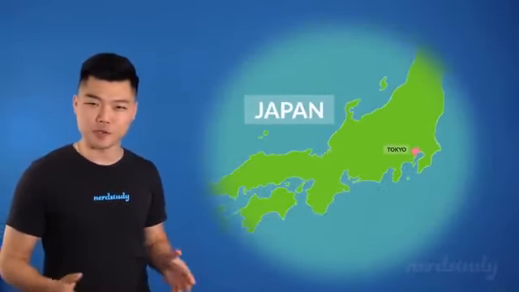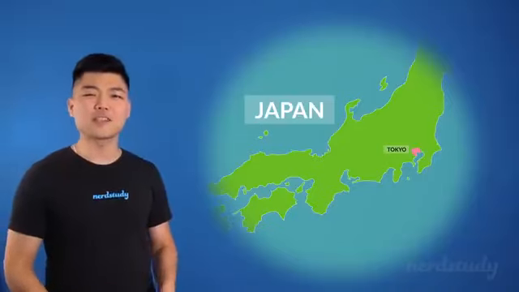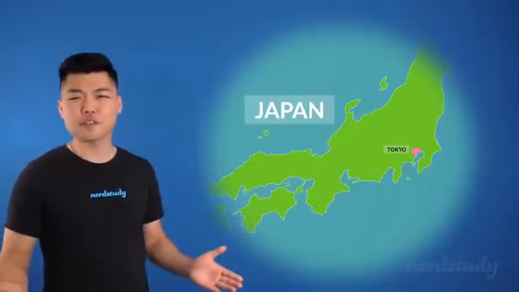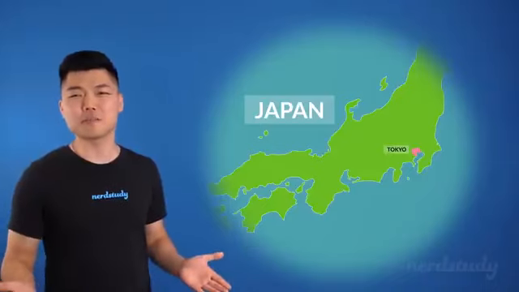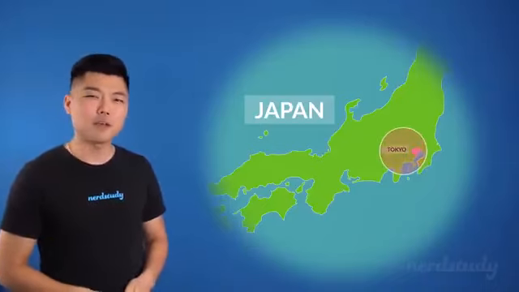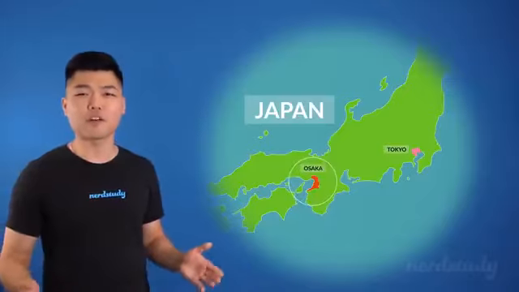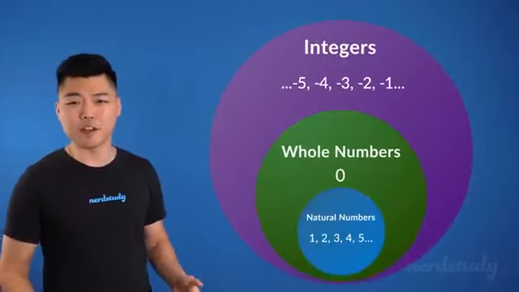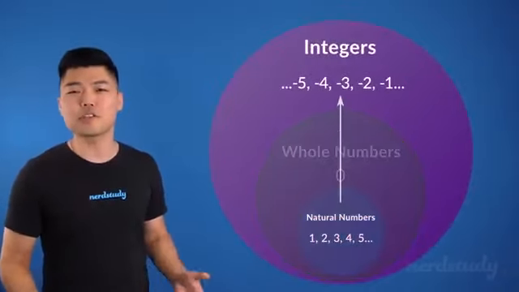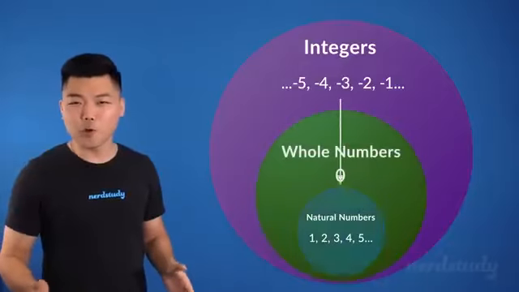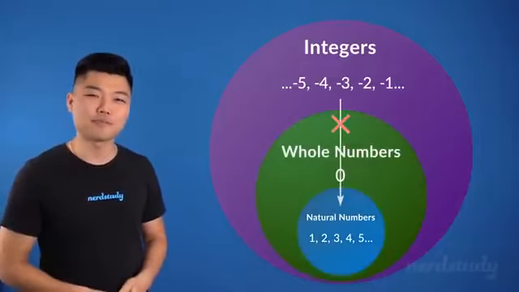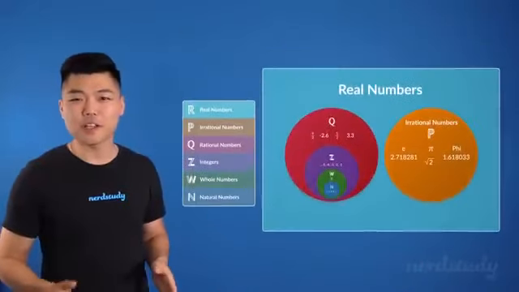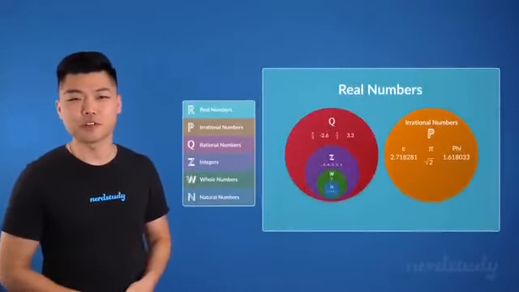But just remember that even though saying that a person in Tokyo must also be in Japan is correct, the reverse isn't always correct. If this person is in Japan, it doesn't necessarily mean that they are in Tokyo. Maybe they're in Osaka or wherever else in Japan. Similarly, while we can say, for example, that all natural numbers are also integers, we cannot say that all integers are natural numbers. The same applies to the rest of the layers of classifications that we've learned.